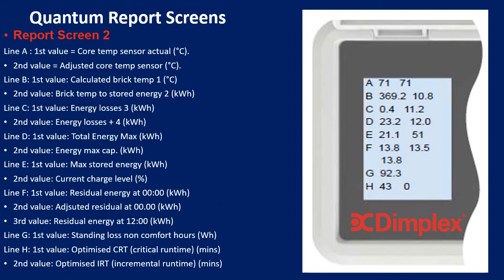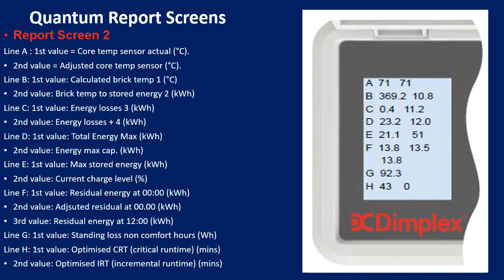Report screen 2, line A, first value, is the core temperature sensor actual. Second value is the adjusted core temperature sensor. Line B, first value, the calculated brick temperature 1. Second value, brick temperature to stored energy 2. Line C, first value, energy losses 3. Second value, energy losses plus 4.